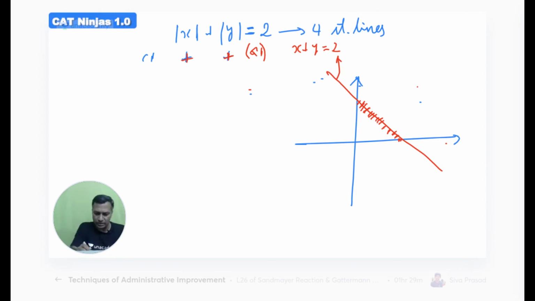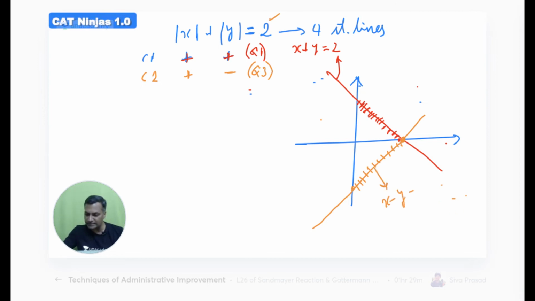What about the second one here? Case 2. X is positive but y is negative. That is also possible because it's a mod function. X positive means this value, which is 2. Y negative is down. So this time my line goes like this. But x positive and y negative, which quadrant are you talking about? We talk about the fourth quadrant, and hence we shortlist only this portion of the line. This is the meaning of this particular line, x minus y is equal to 2.